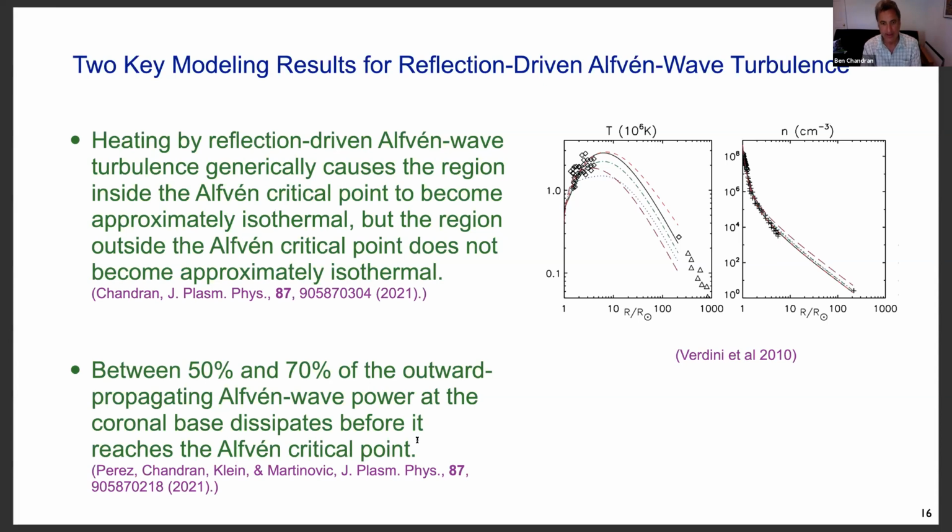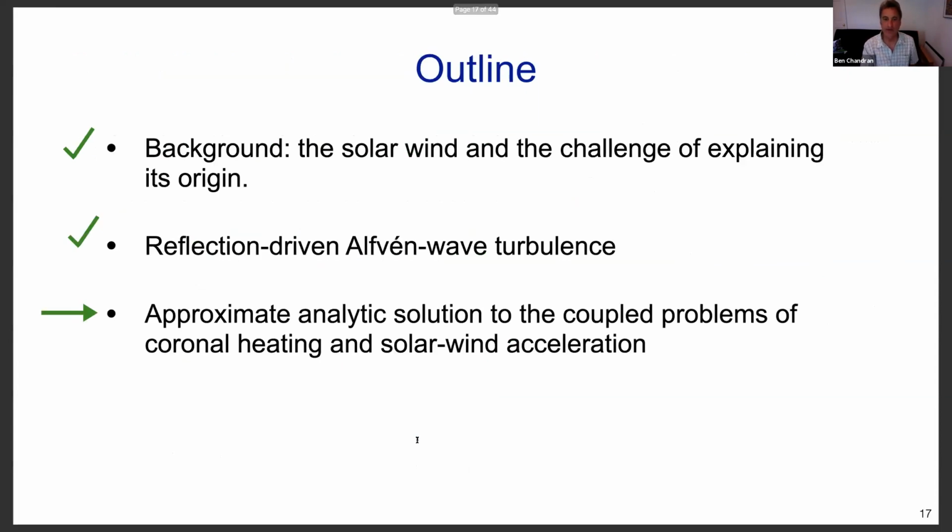All right. That's all I want to say about this reflection-driven Alfvén wave turbulence. Let me now get to the heart of the talk: an approximate analytic solution to the coupled problems of coronal heating and solar wind acceleration. So I just got done saying that the subalfvénic region is approximately isothermal. So let's see if we can get an approximate solar wind model by treating the solar wind out to the Alfvén critical point, at least, as isothermal.